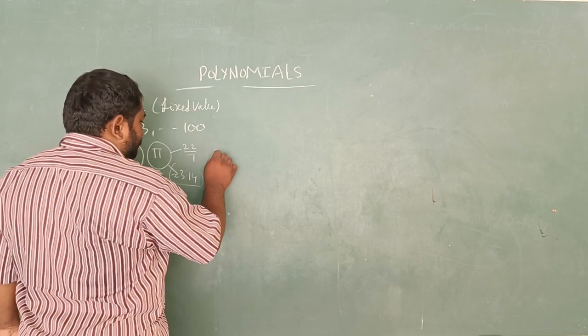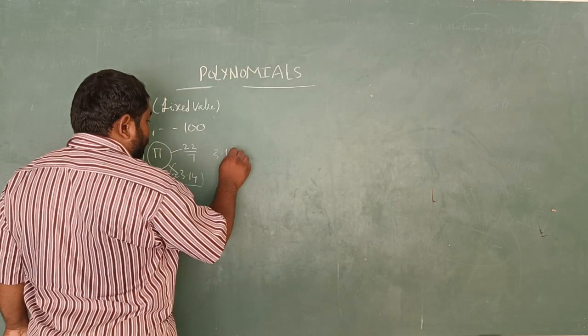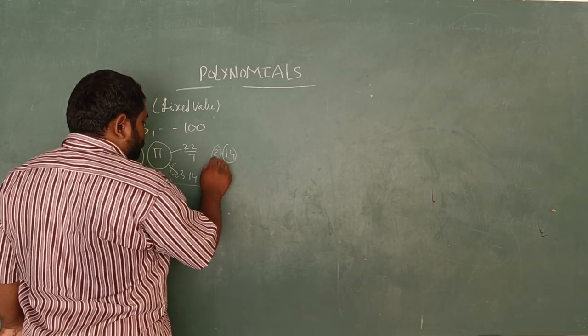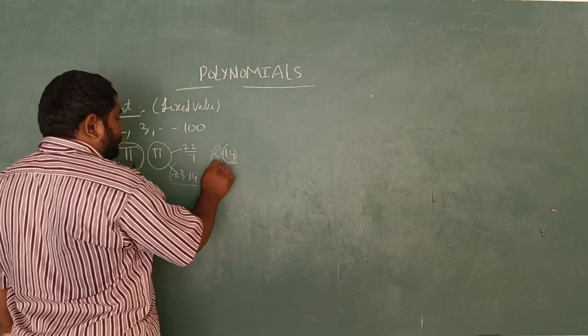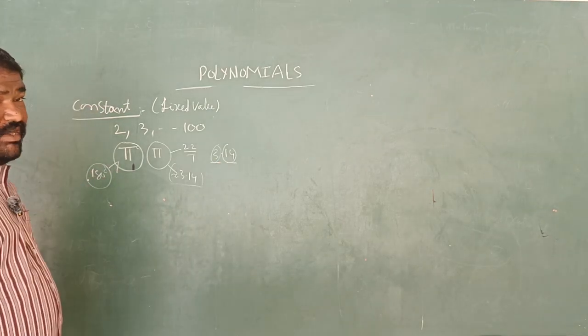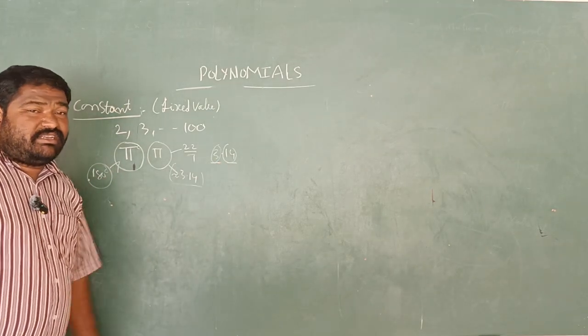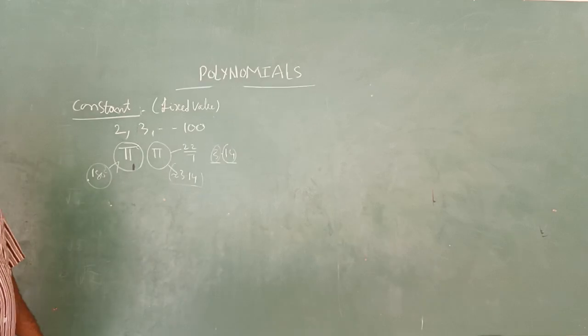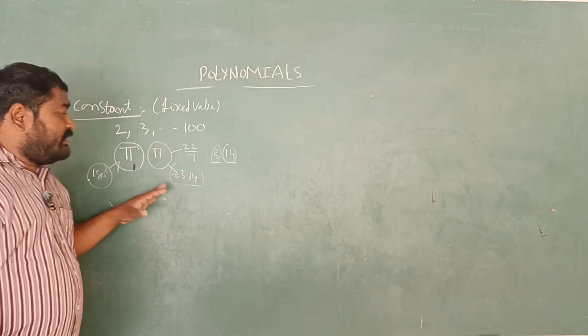March 14th, the third month, 14th date, is Pi Day. March 14th is International Mathematics Day. March 14th is also Albert Einstein's birthday. Whatever it may be.